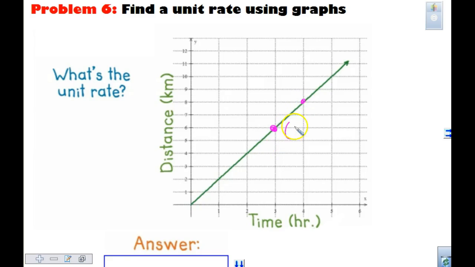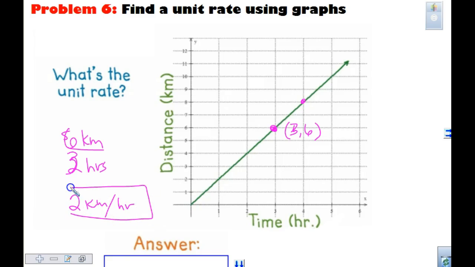So I'm going to use my second method. This point was located at 3, 6. I'm going to take the 6, and just like in Mr. Olson's test, you had to label 6 kilometers for 2 hours. So I came out with, in 3 hours, not 2. So my answer was 2 kilometers per hour. Okay. Putting the labels with them as you work with these, okay?